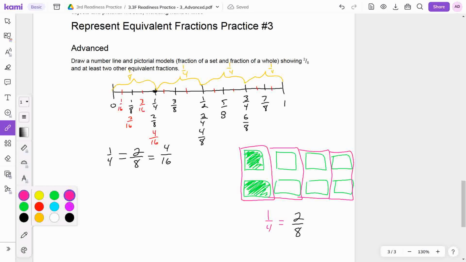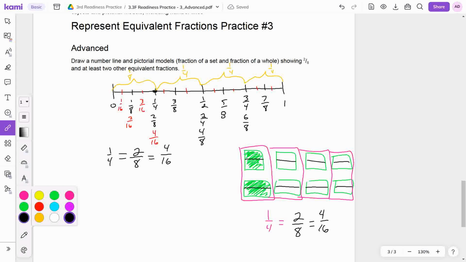And then if I wanted to, I can make my 16ths by simply cutting each of these pieces in half. Now I need to cut not just those 2, but all 8 of these in half. And once we get this, we will see that what was shaded in didn't change. I just changed the size of the groupings of them. Now I've got 4 pieces, 4 smaller pieces out of 16 total pieces. So that would be one way to represent this with fraction of a set.